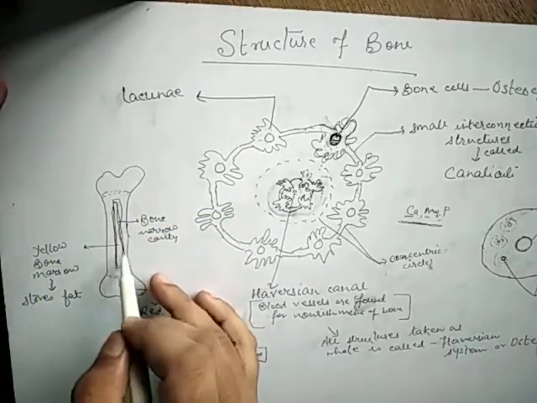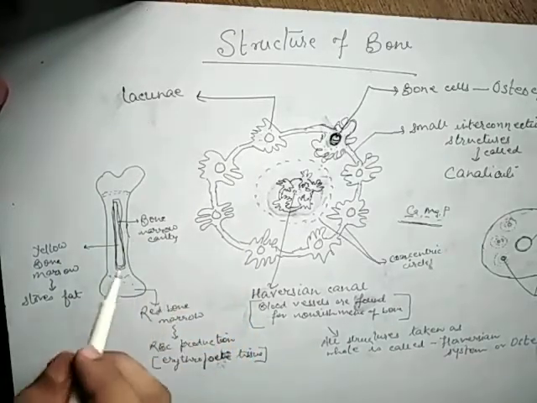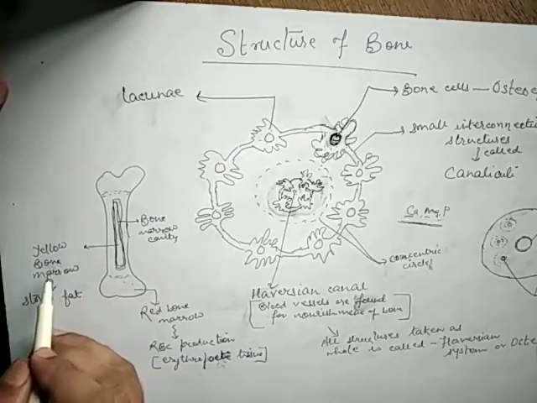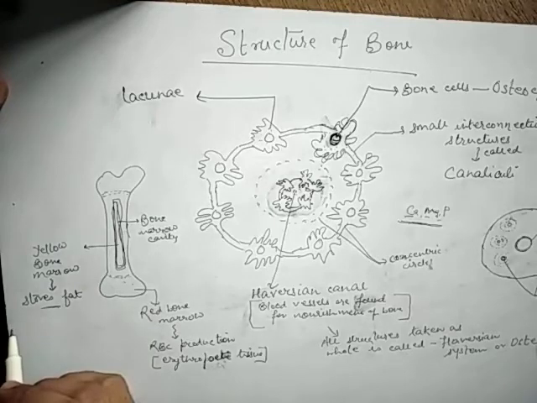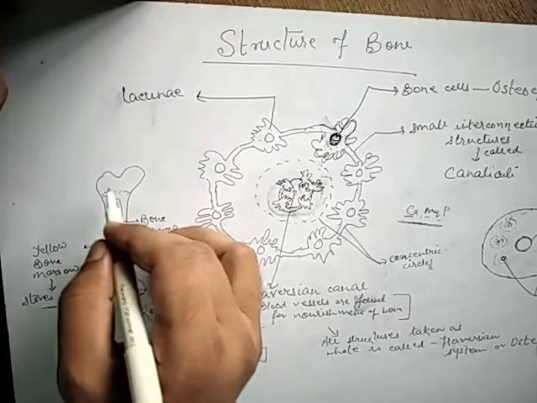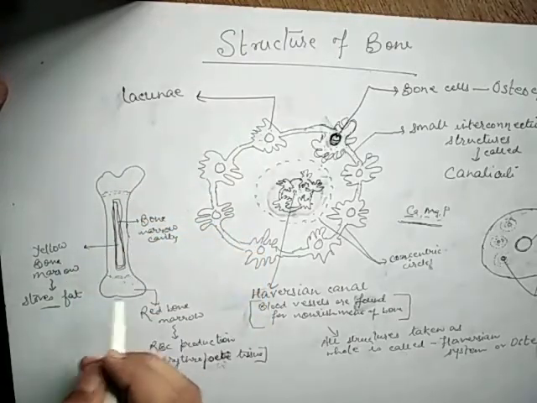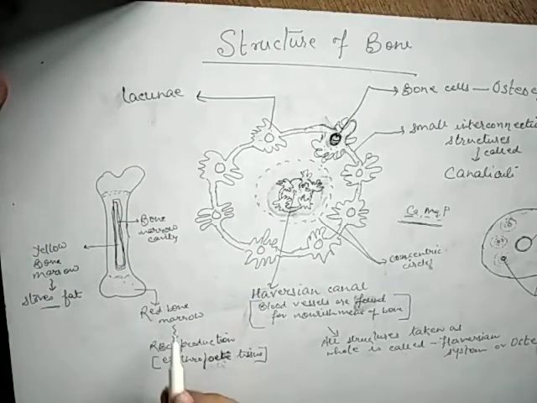Inside the bone we find a cavity which is called the bone marrow cavity, and here we find the yellow bone marrow. Yellow bone marrow stores fat inside the bone, and this cartilaginous pad is the terminal part of the bone. They are made of cartilage, they are the spongy part, and here we find the red bone marrow. Inside this marrow RBC production takes place. So formation of RBC takes place inside the red bone marrow of the bone.